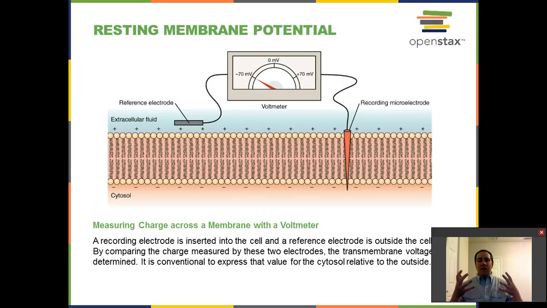So this resting membrane potential is just like the voltage you would measure from the positive and negative terminals on a battery. If you have a very, very, very small voltmeter and you put one probe on the outside of the cell and the other probe inside the cell, your voltmeter will actually read negative 70 millivolts. You can measure this if you have the correct instrument.